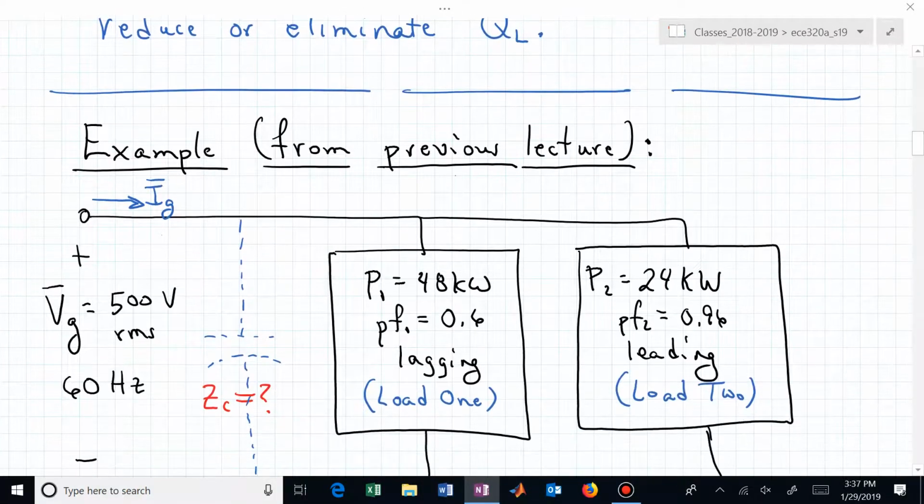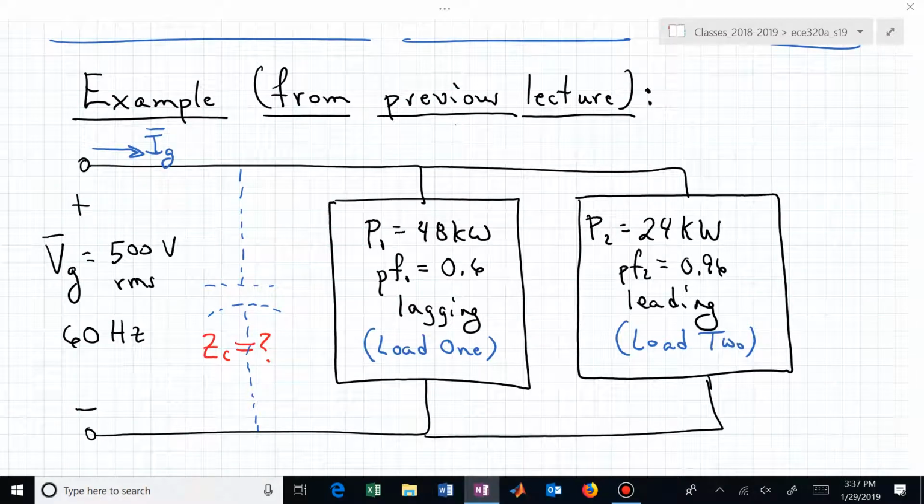In the previous lecture, we went through this idea, or we started this, by looking at a particular example. I think it's easier to talk about with an example instead of doing it generically. Assume that we have two loads, load 1 and load 2, described by a particular amount of real power, a particular power factor, and a leading or lagging description on that particular load.